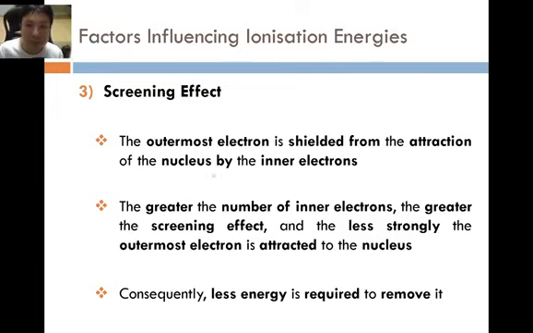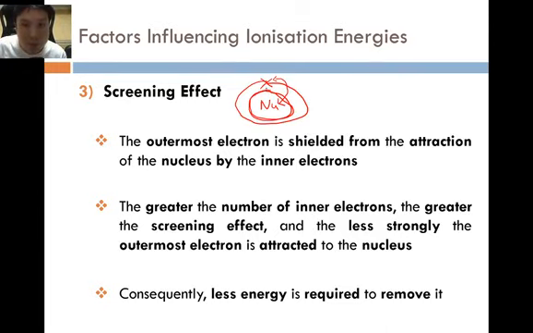Okay, screening effect. So the idea about screening effect is the following. If you have a nucleus and we want to remove this electron from the atom. This valence electron is being attracted to the nucleus, but this inner shell electron is acting like a shield that shields the attraction of the nucleus towards this valence electron. So in this situation, these two electrons are acting as a shield to shield the attraction of the nucleus towards this valence electron.